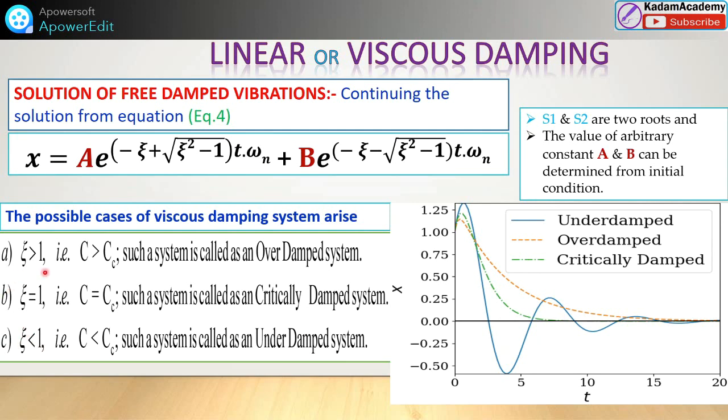In three cases, zeta is greater than 1, zeta is equal to 1, and zeta is less than 1. Similarly for the damping coefficient, C is greater than Cc, the critical damping coefficient, in the overdamped system; C is equal to Cc in the critically damped system; and C is less than Cc in the underdamped system. Both these conditions are the same; either one we can consider for these three cases. Now we are going to study overdamped in this lecture.